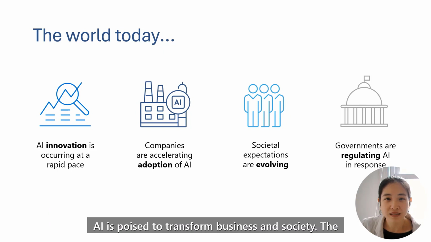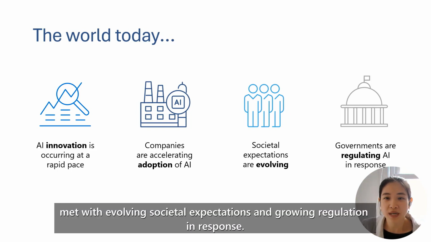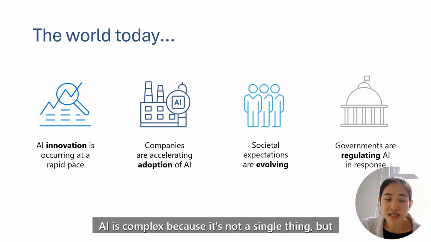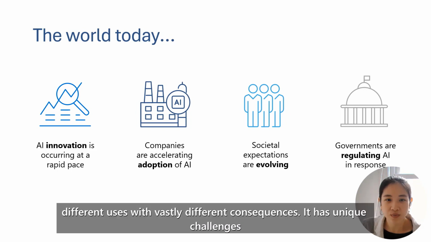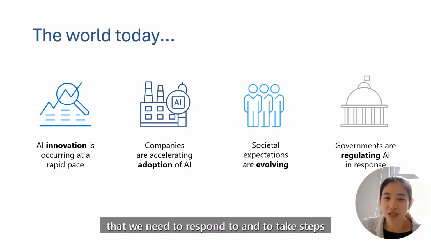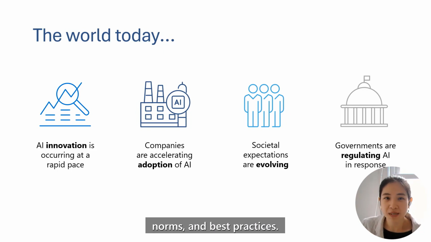Organizations have recognized that AI is poised to transform business and society. The advancements in AI, along with the accelerated adoption, are met with evolving societal expectations and growing regulation in response. AI is complex because it's not a single thing, but a constellation of technologies that can be put to many different uses with vastly different consequences. It has unique challenges that we need to respond to, and to take steps towards a better future, we need to define new rules, norms, and best practices.